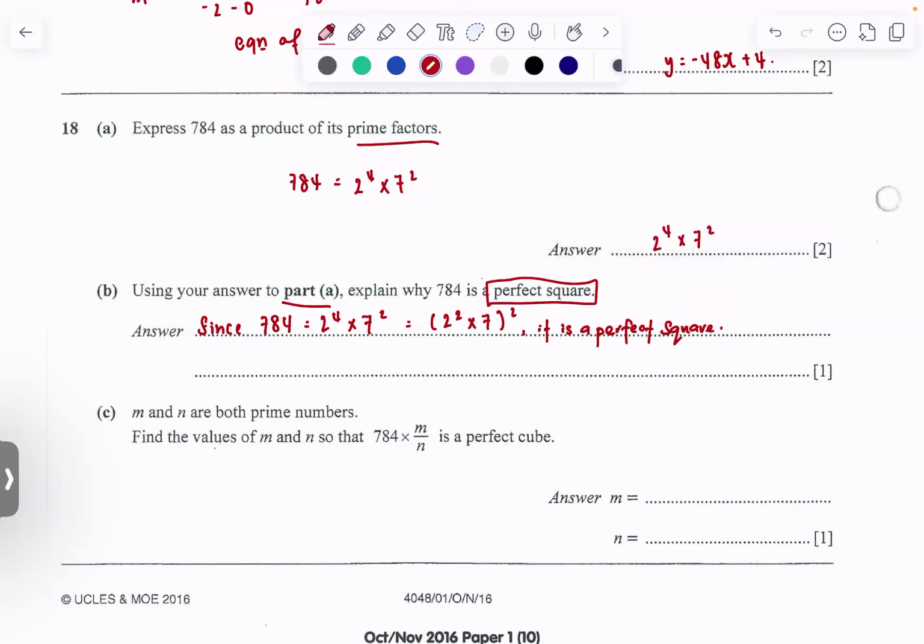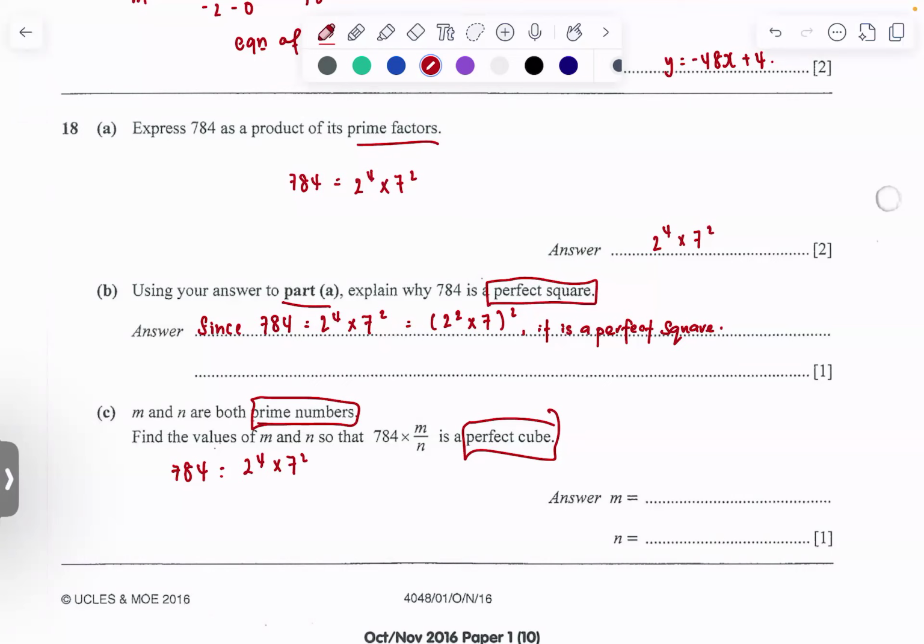Okay, part C, M and N are both prime numbers. Find the values of M and N so that 784 is a perfect cube. Okay, perfect cube. Let me just bring down 784. 784, as you remember, is 2^4 times 7^2, right? Perfect cube. If we apply the same concept from part B, we know that for a perfect cube, the numbers have anything to a power of 3, or it can be in multiples of 3, right?